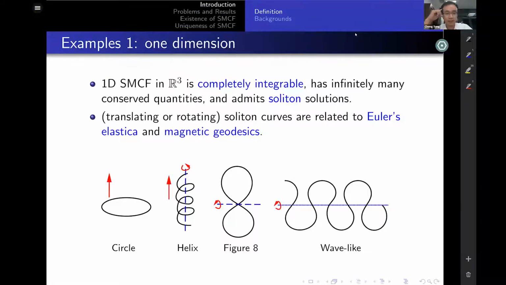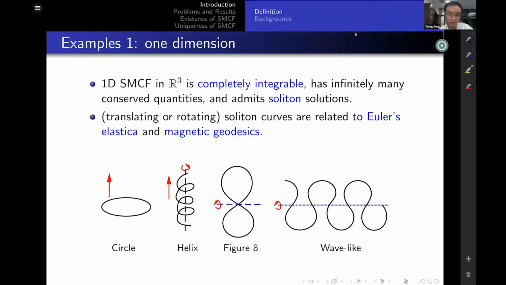This vortex filament equation is completely integrable since the Schrodinger equation is. So it has rich structures. In particular, it has infinitely many conserved quantities, and it has soliton solutions. Here, by soliton, I mean the curve evolves along the flow without changing its shape. So in R3, it can translate or rotate. Here I give some of the well-known soliton solutions.